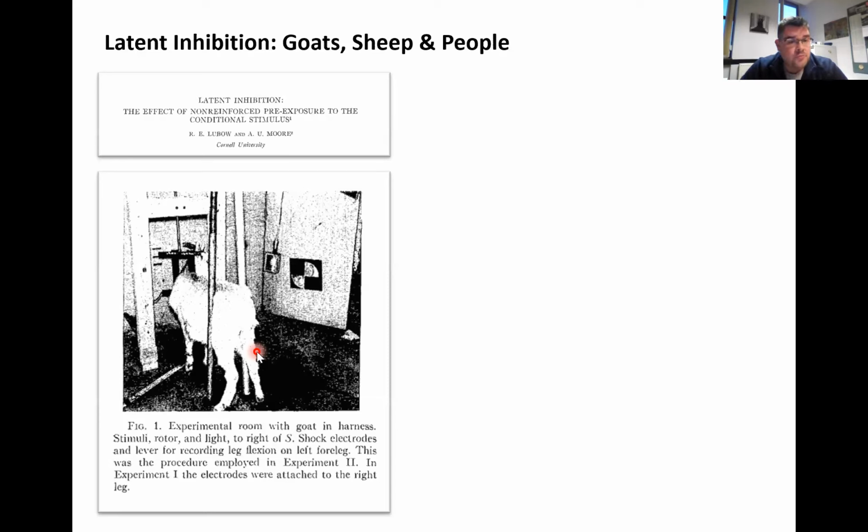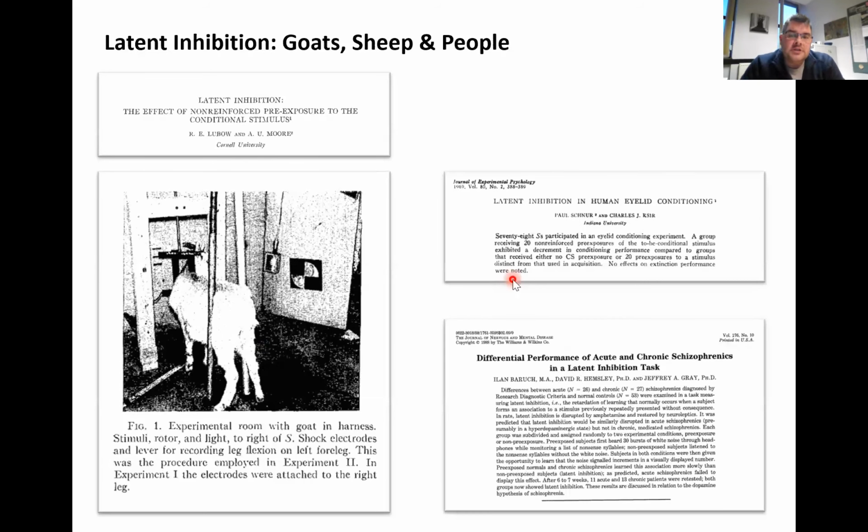It's demonstrable in many species across the animal kingdom. You can get it in very simple creatures like honeybees, obviously rats and pigeons, but also single cell species. There's some evidence for very simple creatures showing latent inhibition too. There's some evidence for it being present in humans as well.